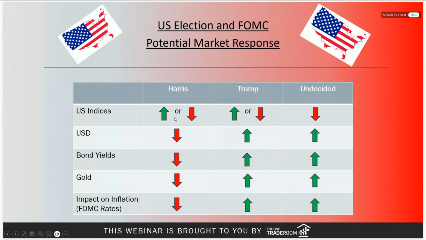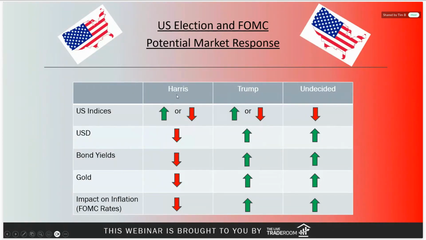Now, just to point out, currently up on screen, these are potential market responses. It is important at this stage around all these major news events to be somewhat flexible in your thinking as a trader. You know, there may be reasons to go against these particular directional biases, because that's all there really are right now. So let's start with Harris on the left-hand side here.